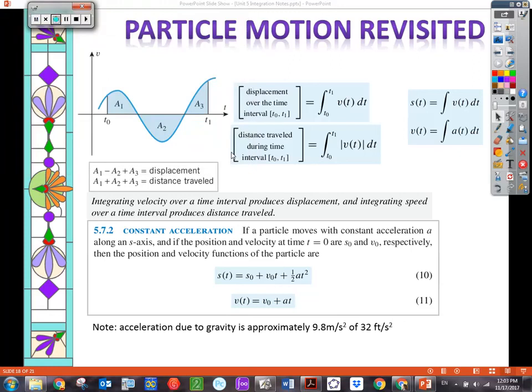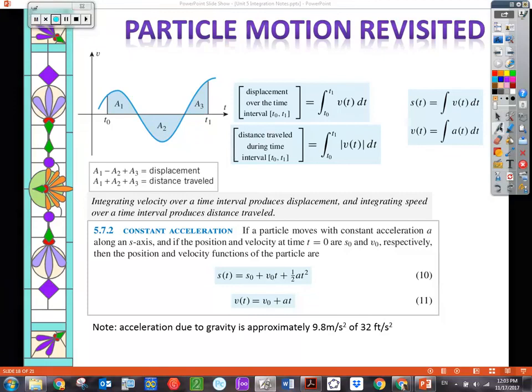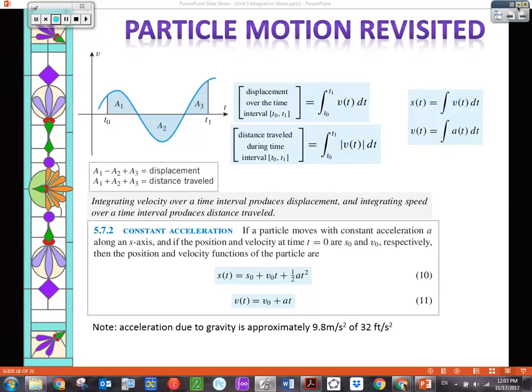Okay, so let's take a look at today's lesson. Today we're going to look at particle motion again. We looked at particle motion several weeks ago, probably more than a month ago, in relation to derivatives. At that time, all we knew was how to take derivatives, and we talked about particle motion in that context.